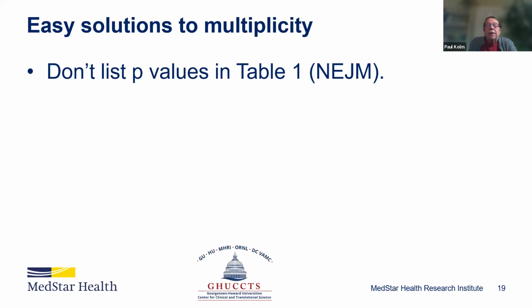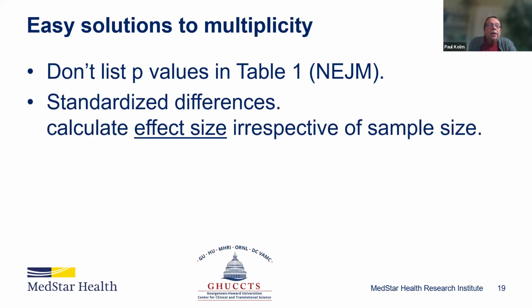And in fact, I believe the New England Journal now prohibits listing p-values in table 1 where you're comparing just demographics and clinical variables. The other thing is to use standardized differences. Basically, that is calculating an effect size regardless of what the sample size is. And so a standardized difference is not testing the hypothesis. It's just presenting what the difference is between, say, two groups or more groups in standardized units.